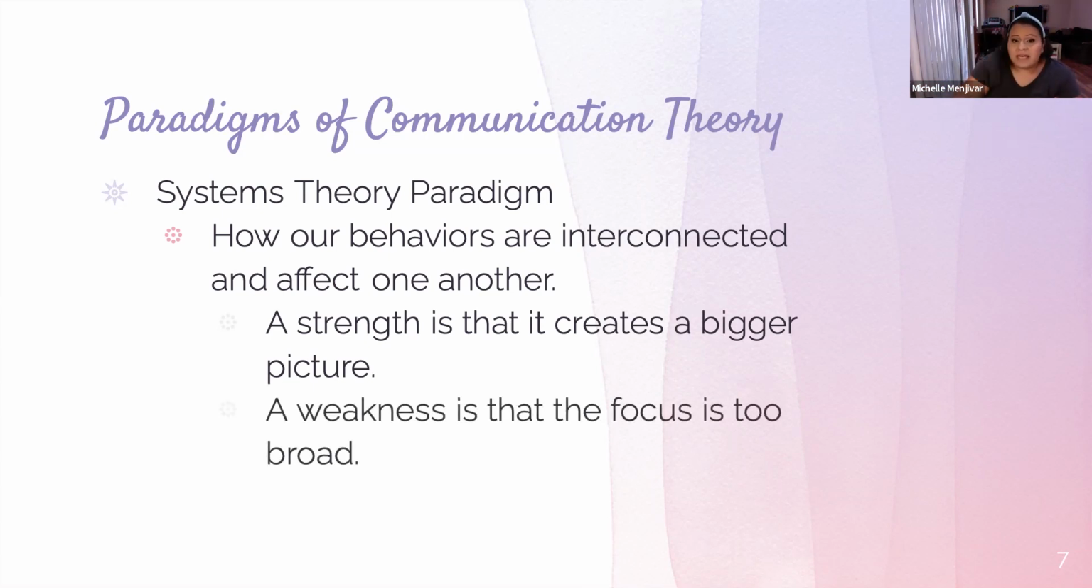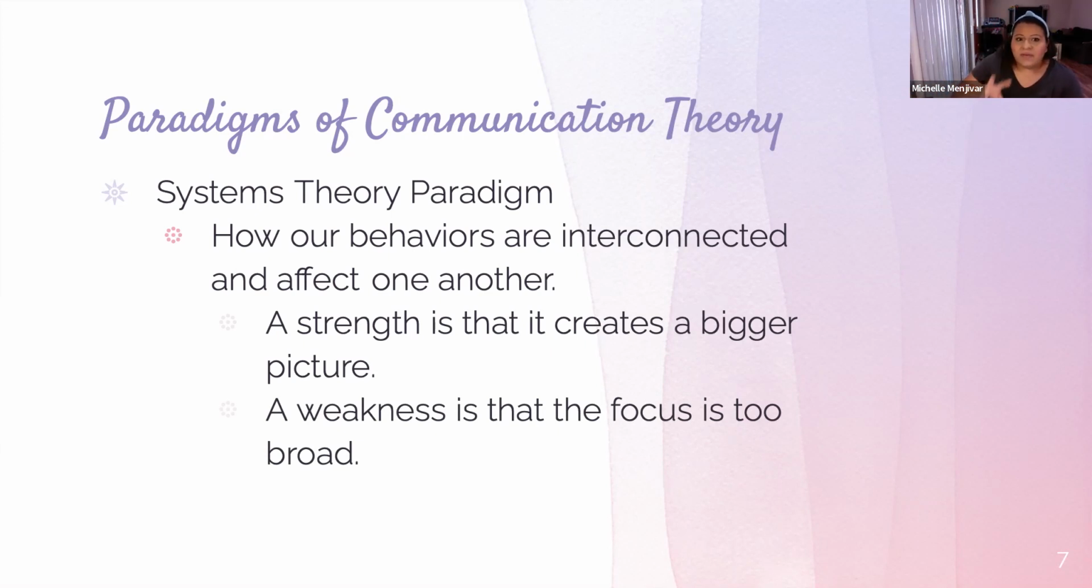One of the weaknesses is that it is too broad. Usually in research, you want to be able to focus on a couple of things so that we can do thorough research. And this one says, no, we have to look at the entire picture. We have to look at this whole thing. So the focus is too broad, might not be specific enough to give us one particular theory to define a method. But again, it is helpful because it does create a bigger picture. It shows us how one thing leads to the next.